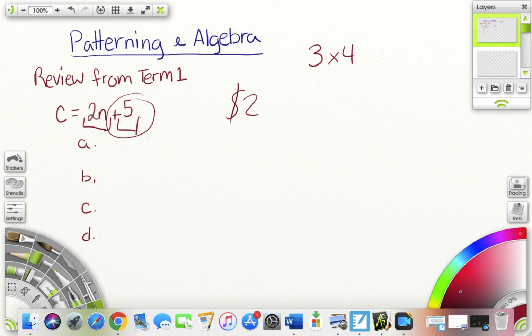If I've already figured out what the toppings are, that $5 must be the cost of the pizza itself. So if I was just to get a plain cheese pizza, it would cost me $5. But it would cost me $2 per topping, so it would be 2 times the number of toppings that I get. And that's what can change in my algebraic problem.